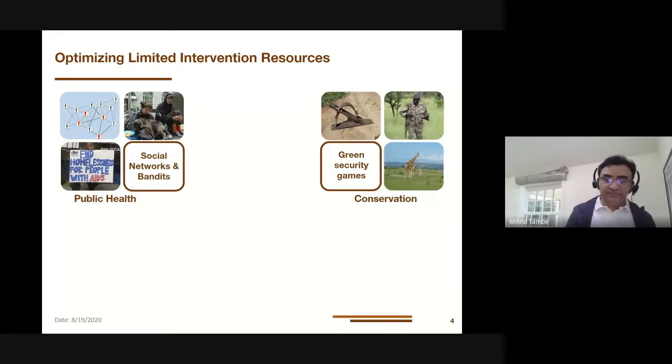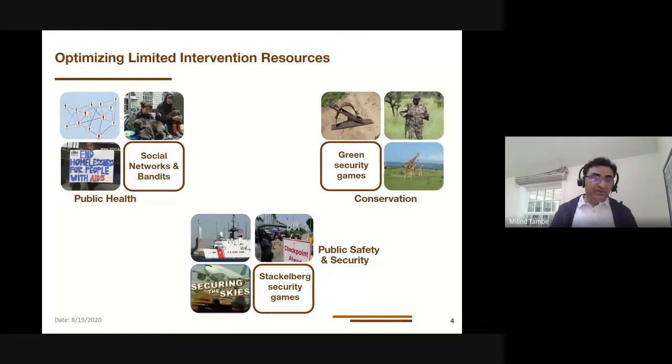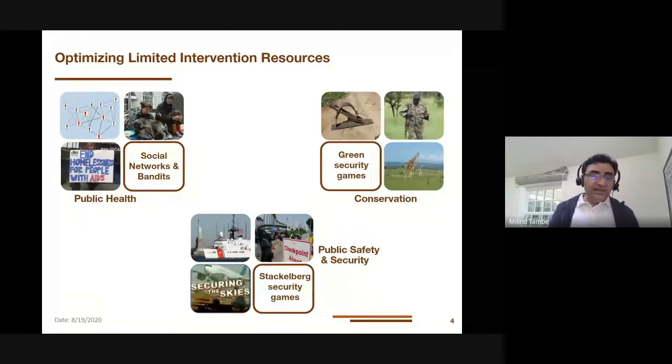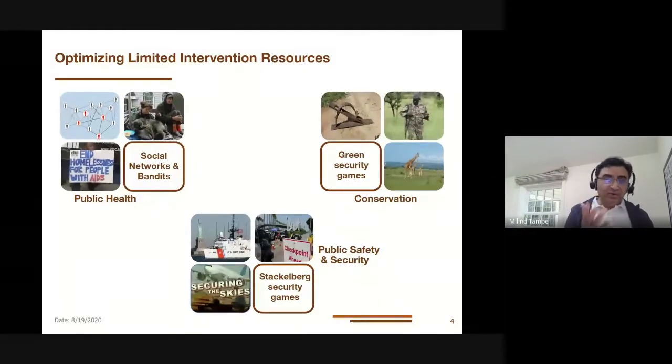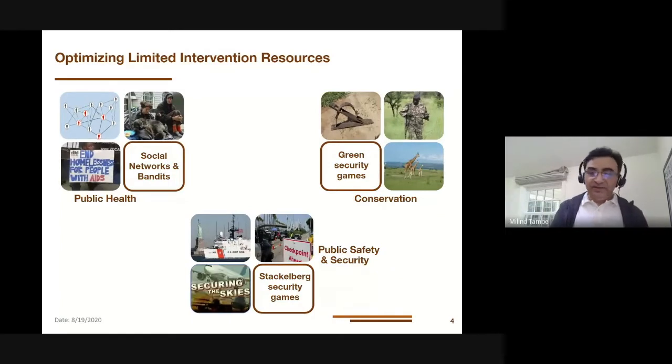security games. In the past, we have also worked on public safety and security, presenting a new model called Stackelberg security games and new algorithms based on this model that have been in use by security agencies in the United States, such as the Federal Air Marshals, to assign air marshals to flights. This is going on even today, as are Coast Guard patrols, checkpoints at airports, and so forth. This is a topic I will not cover today since we have very limited time.